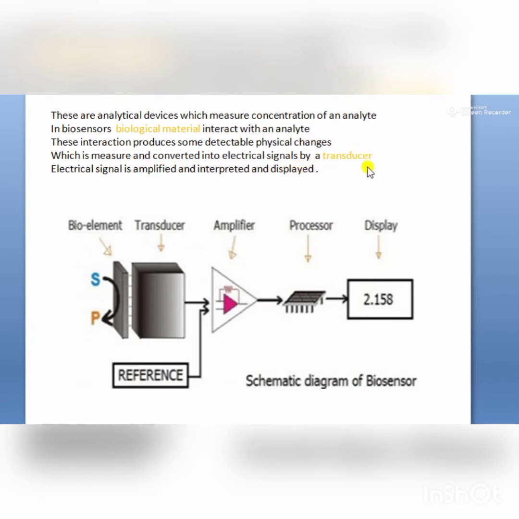And next point, the electrical signal is amplified, interpreted and displayed. So after creating an electrical signal, those signals go through the amplifiers. After amplifying the electrical signals, they are detected by some software and then the concentration of the analyte is displayed.